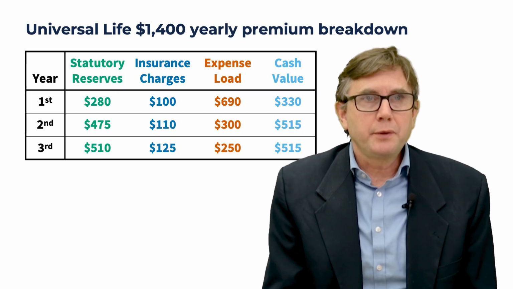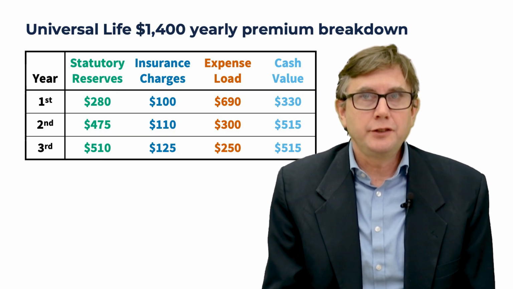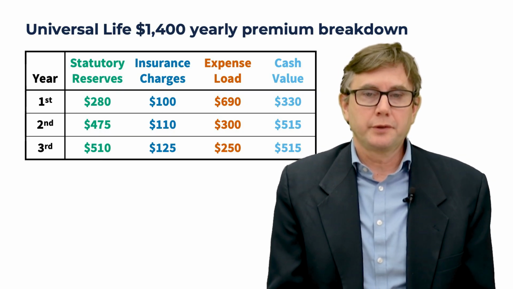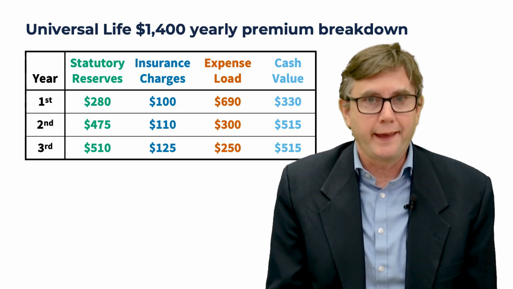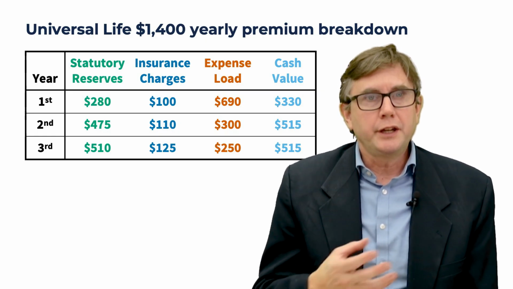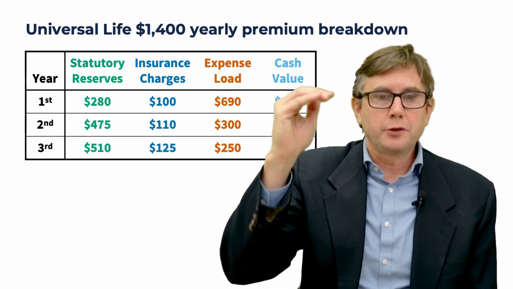All right, let's take a deeper dive into universal life insurance. What's going to happen with universal life is that in year one, we have a pretty big expense load, right? We're setting up a relationship that could last a lifetime. There's some costs in that. But in year 2 and 3 and 4 and 5, we start seeing the expense load drop.